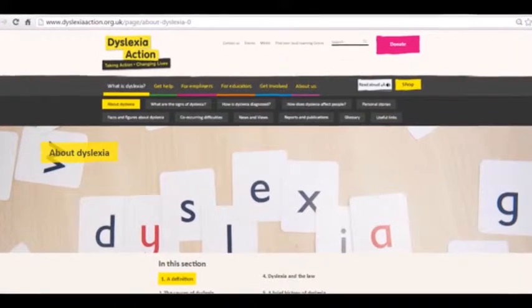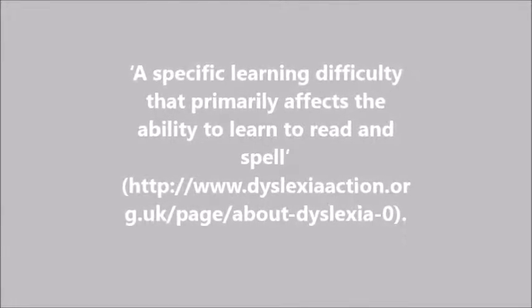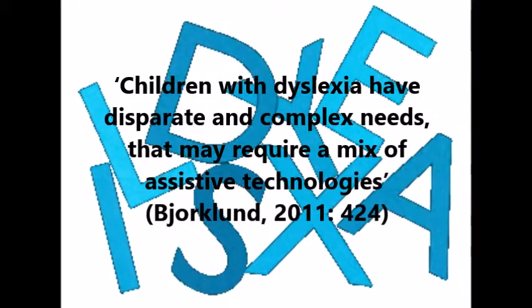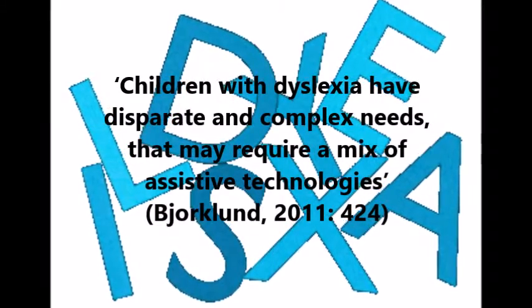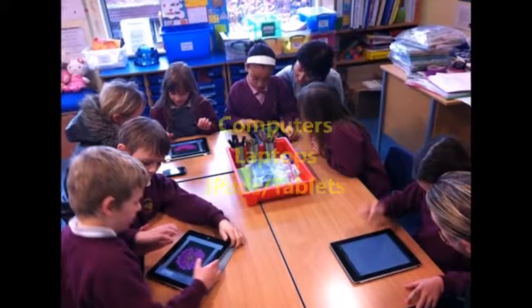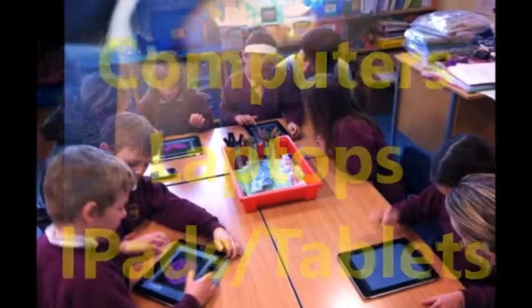The Dyslexia Action website defines dyslexia as a specific learning difficulty that primarily affects the ability to learn to read and spell. When considering what technology can support a child with dyslexia, Bjorklund states that there are two types of technology that can be used: general technology and specific technology. General technology refers to computers, laptops, and possibly iPads due to their popularity in school.